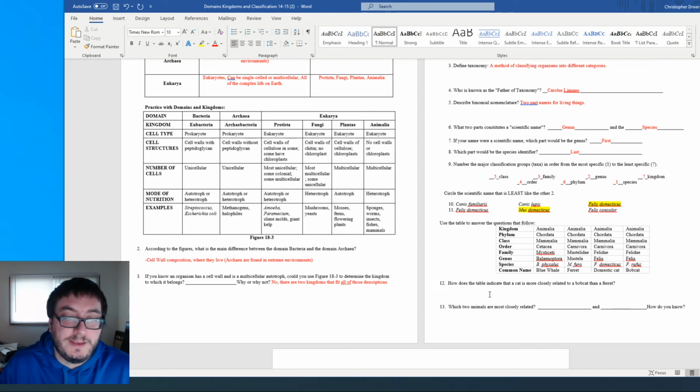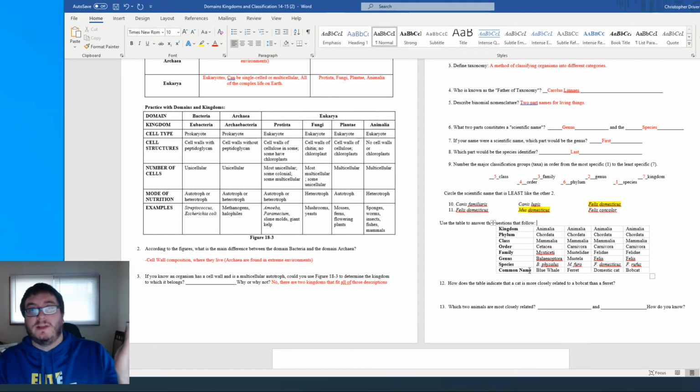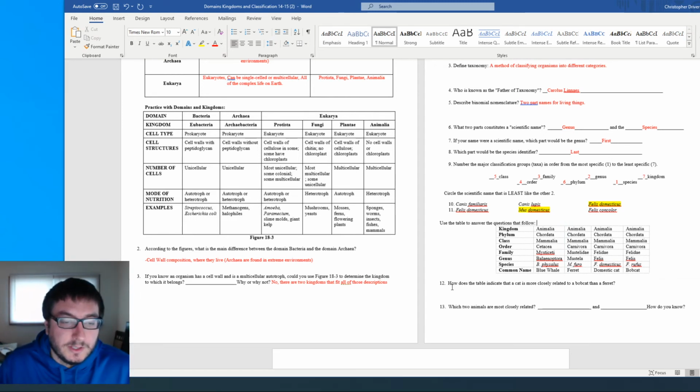Last two, it says use the table to answer the questions that follow. We've got kingdom, phylum, class, order, family, genus, species, and then our common name. So we can go down the list and see which two are more like the other based on which family they are in. Or not family, all of the different categories, all the different taxa. Number 12 says, how does this table indicate that a cat is more closely related to a bobcat than a ferret? So we got a ferret right here, and we've got the bobcat right here. So this cat, the domestic cat, is more closely related to this bobcat than it is to a ferret.